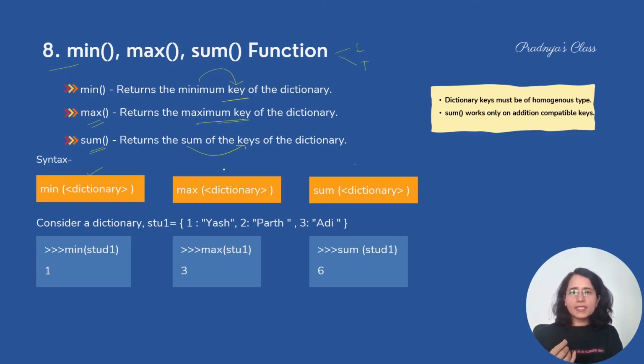The syntax is similar to lists and tuples, and here is one dictionary we will try to apply it on. You can see here when I wrote the name of the dictionary, only keys get considered because these functions are applied on keys. So the minimum key is 1, so we got this answer 1. The maximum key is 3, so we got 3, and we are calculating the sum of the keys which is 6.